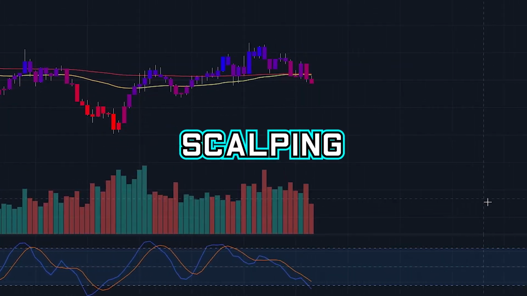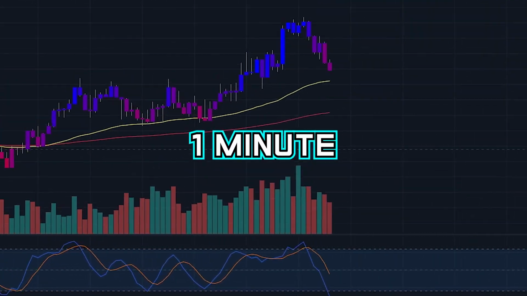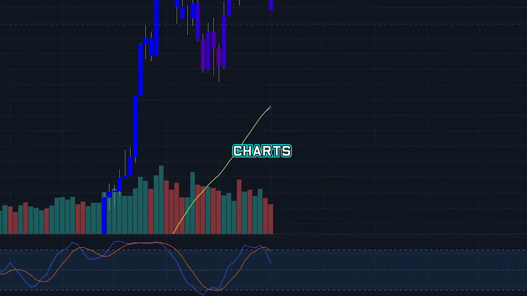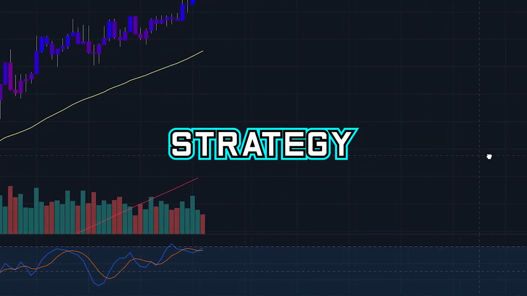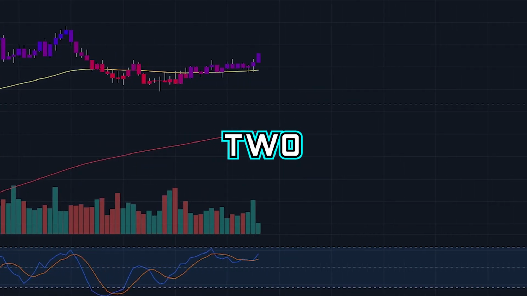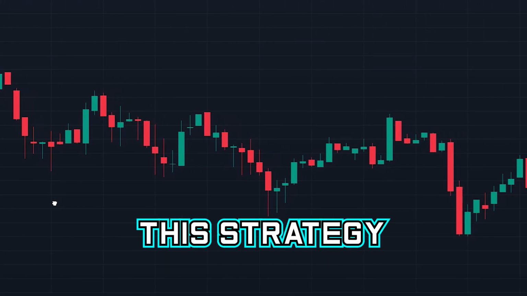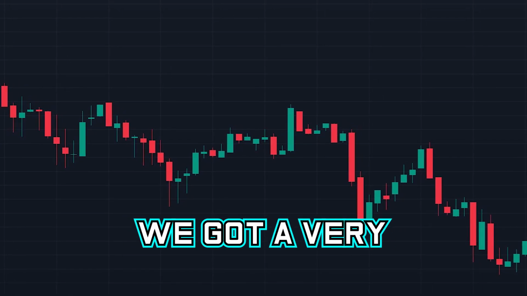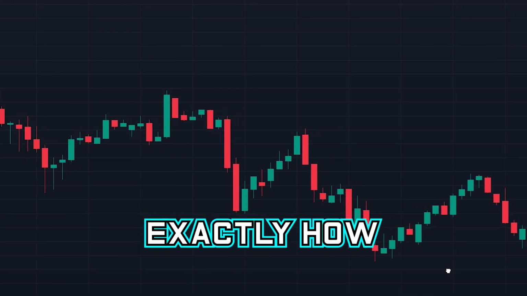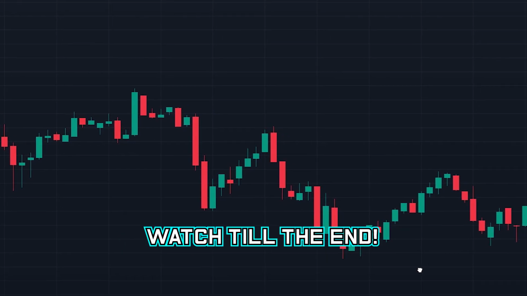This simple EMA scalping strategy can be used with the 1-minute, 5-minute, and even 1-hour charts. We backtested this strategy for over 100 trades on 2 pairs to ensure the results would be reliable. After backtesting the strategy over 100 times, we got a very high win rate. If you want to know exactly how we got these results, make sure you watch till the end.